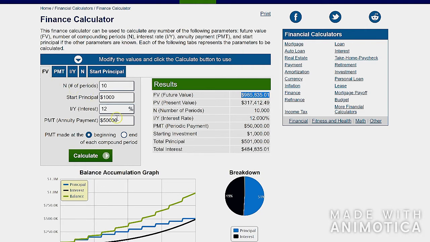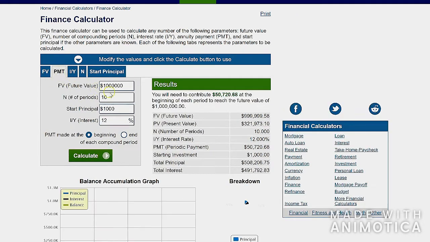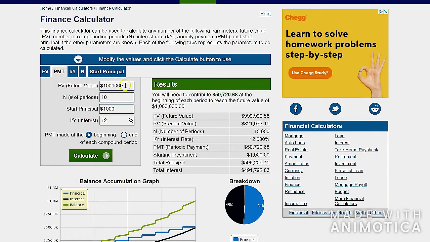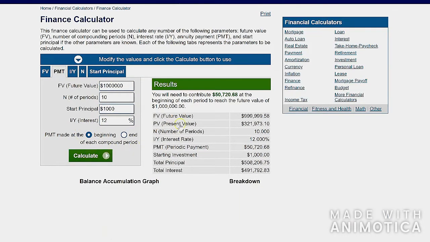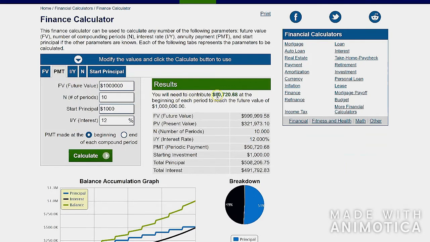You can solve for payment. Let's say we're going to solve for how much you have to contribute. So let's say that you want $1 million 10 years from now, and you're starting with $1,000 in your account, and you know that you can invest at 12% interest, and you're going to contribute at the beginning of each period. It's going to tell you that you will need to contribute $50,720.68 at the beginning of every year to reach the future value of $1 million. That's pretty much it, and it came out to $999,000. So you can do different things.